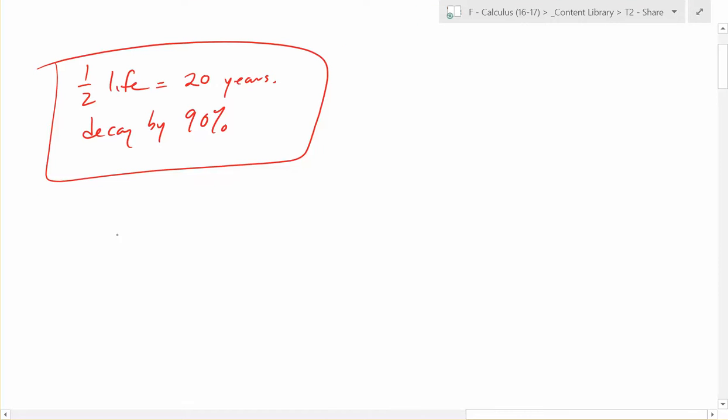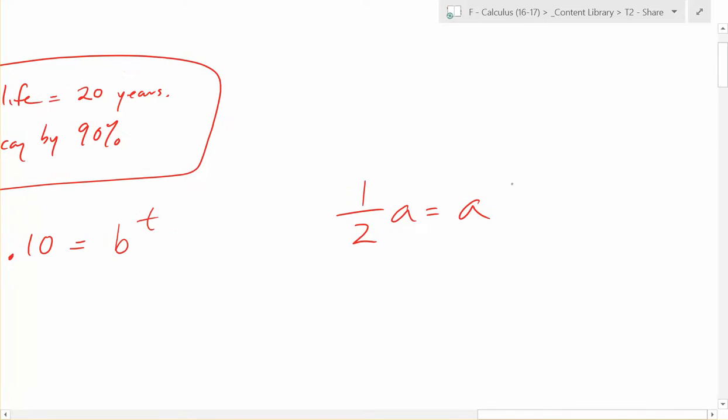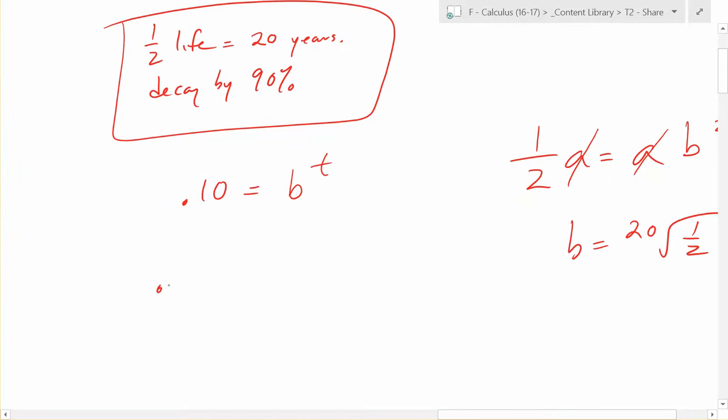Percent. So you're solving this. 0.10 is equal to what? B to the T? But you need to find B, right? So you know that, what's the half-life? You use the technique that he put up. Half of A is equal to A times B to the what power? 20, so that cancels. So what's B equal to? The 20th root of 1/2. So you have 0.10 is equal to the 20th root of 1/2 to the what power?